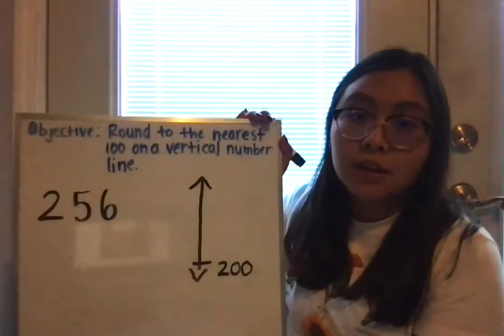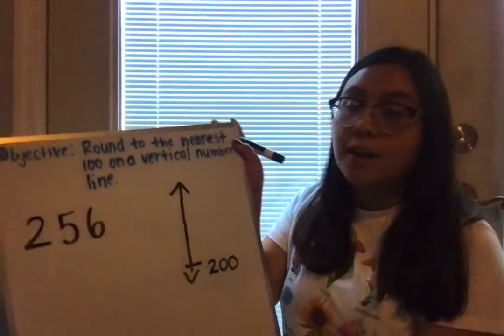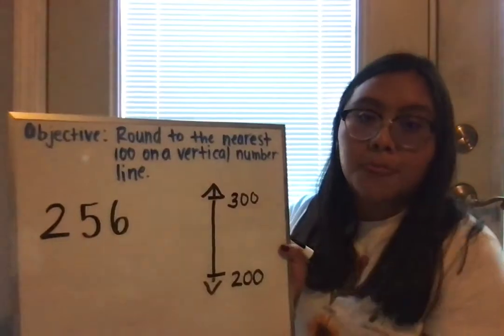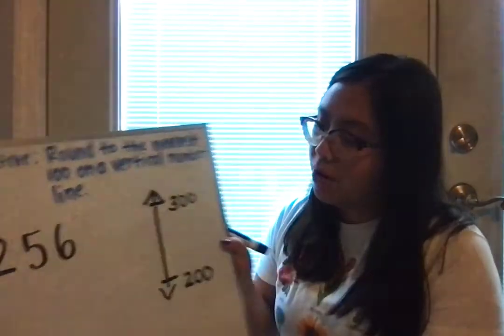There is 200. Okay, if I add 100 more, that would be my end point. So what is 200 plus 100? If you said 300, that is correct. And we're missing one thing. We're missing our halfway mark. Where would the halfway mark be? It would be at 250.